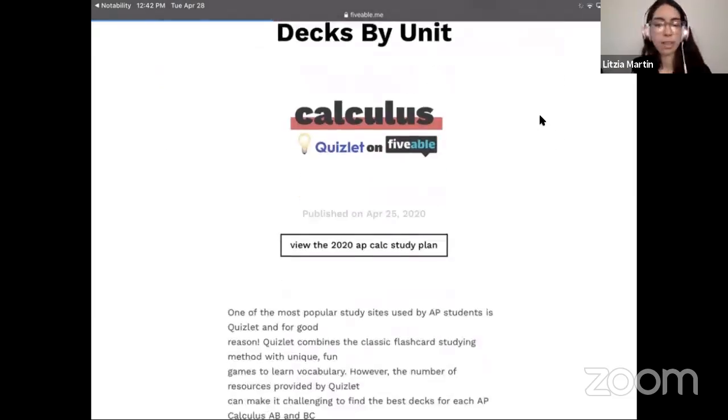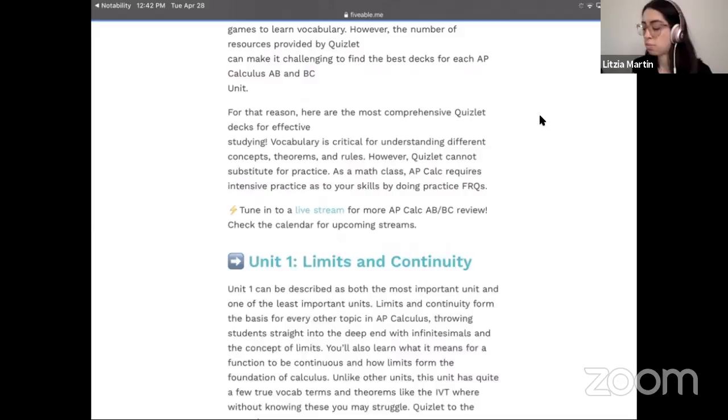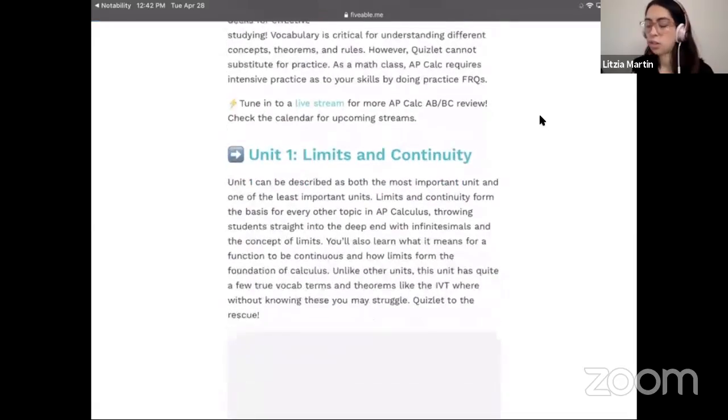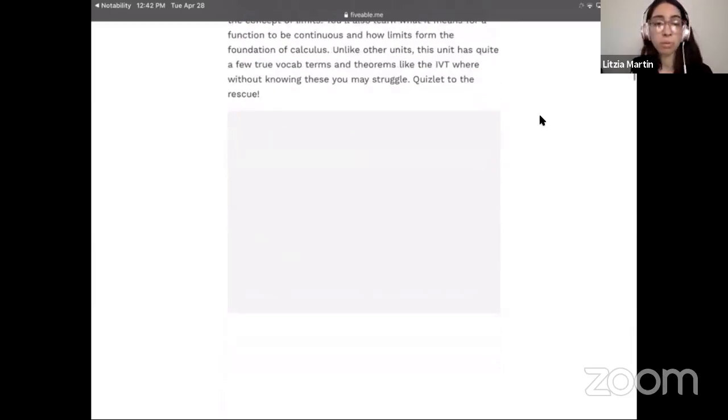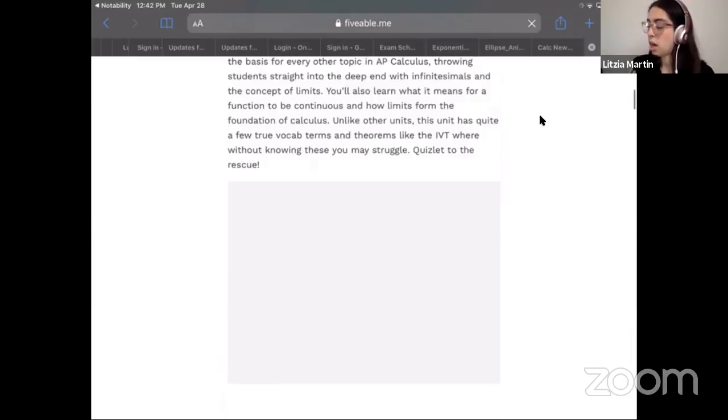Go in, practice the Quizlet, practice to memorize the theorems and the different derivatives and integrals and things. So this would be a really, really good resource, I think.